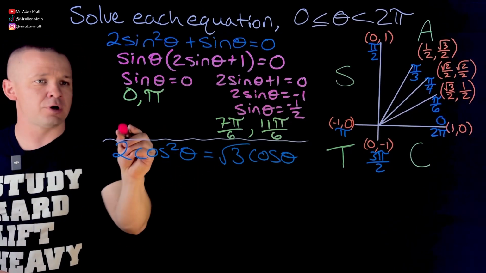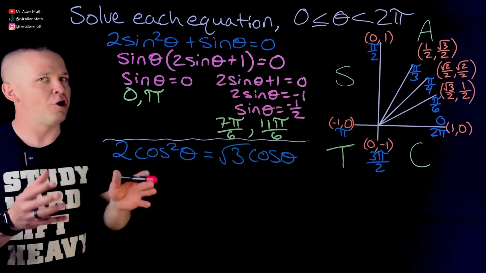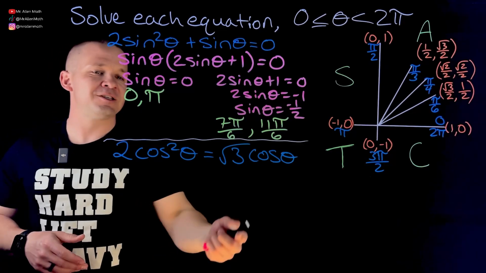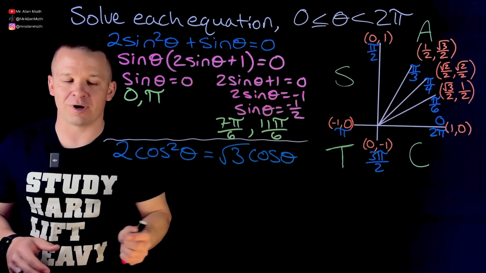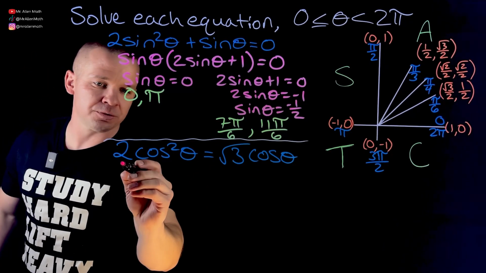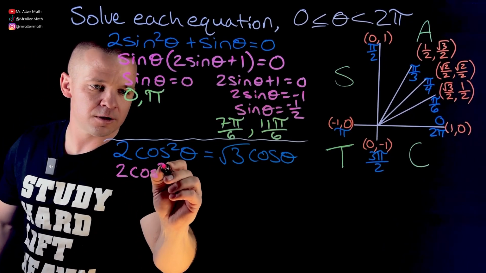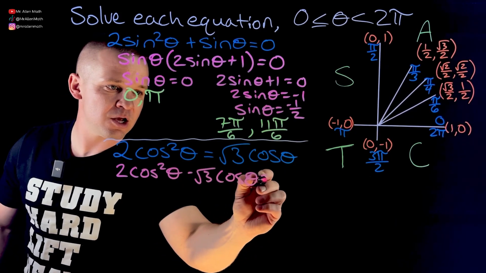We got 2 cosine squared theta equals √3 cosine. A common thought, and it is wrong, is to divide by cosine and get rid of it and just have 2 cosine of theta equals √3. You can't do that because you lose one of your solutions. Instead, we got to set this equal to 0, so 2 cosine squared theta minus √3 cosine theta equals 0.